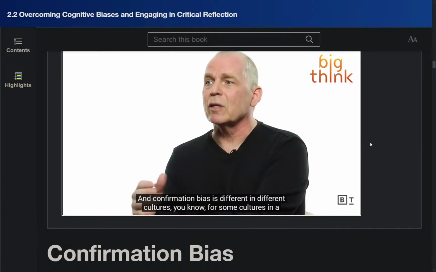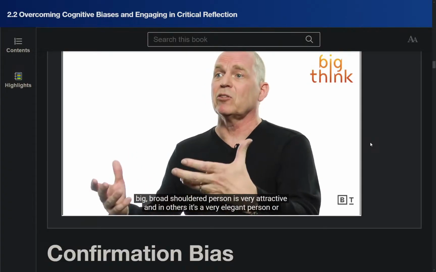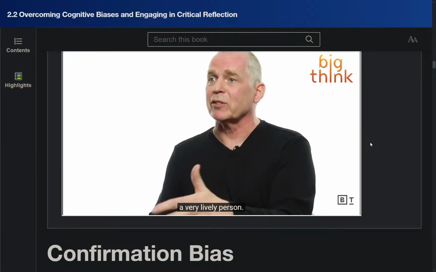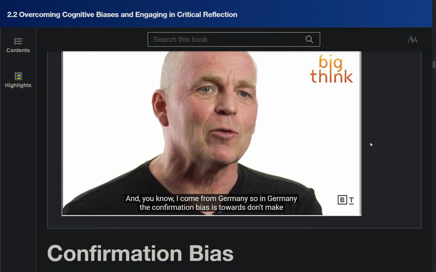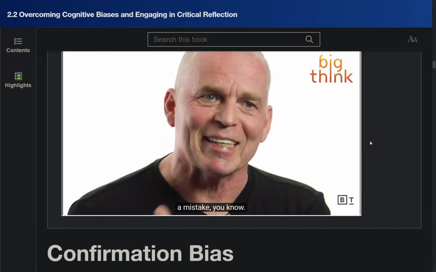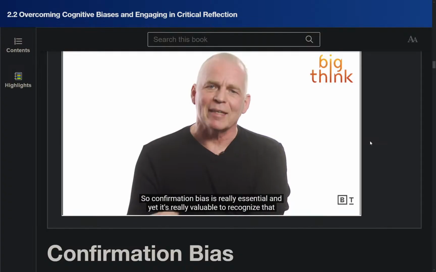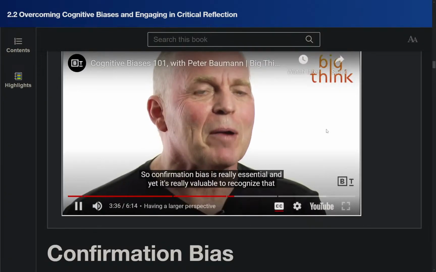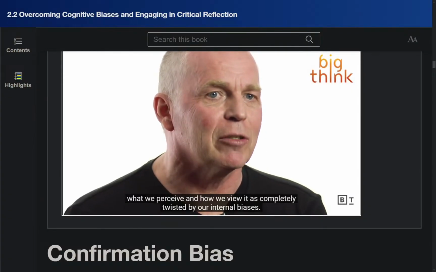You know, for some cultures, a big, broad-shouldered person is very attractive, and in others, it's a very elegant person or a very lively person. And I come from Germany, so in Germany, the confirmation bias is towards don't make a mistake. You know, get everything proper in order and get it right. So confirmation bias is really essential, and yet it's really valuable to recognize that what we perceive and how we view it is completely twisted by our internal biases.